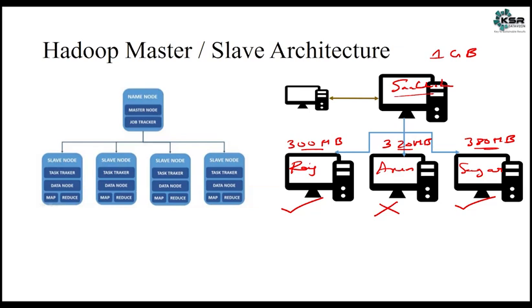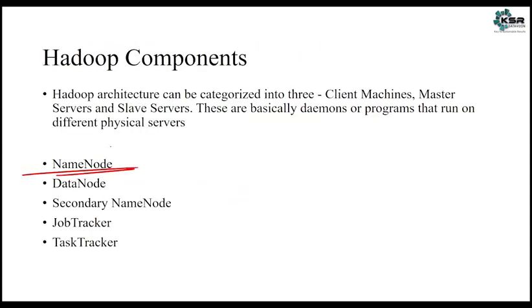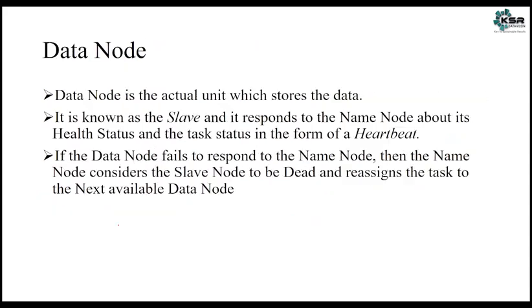So Sagar and Raj responded with their ping message. They told, yes, we are available. That clearly indicates that they are working. So my role here is that I am responsible for monitoring the health status of the slave node. Every 10 minutes, I will call them and figure out if they are working or not. Right now, I got to know that one person is not responding.